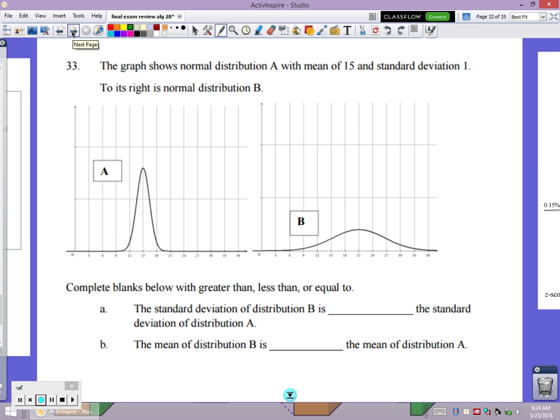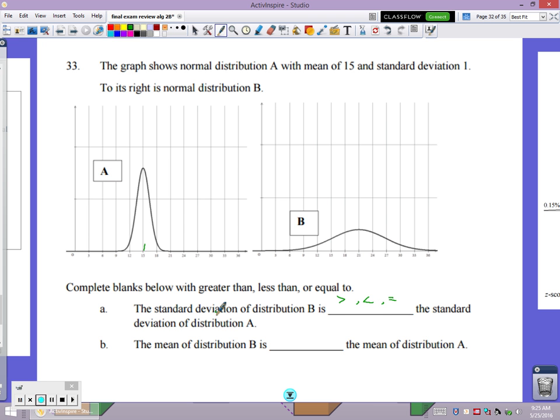All right, next page. The graph shows a normal distribution, A, with a mean of 15 and a standard deviation of 1. To its right is the normal distribution B, and we want to complete the blanks. Complete the blanks below with greater than, less than, or equal to. The standard deviation of distribution B is greater than, less than, or equal to the standard deviation of distribution A. So we have to decide which one we're talking about.